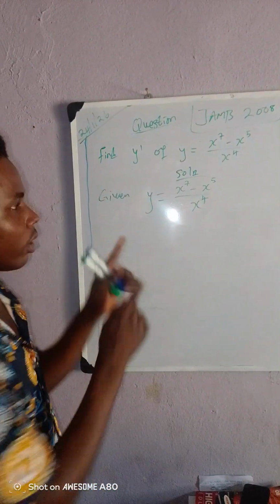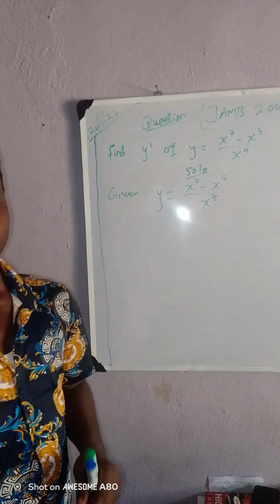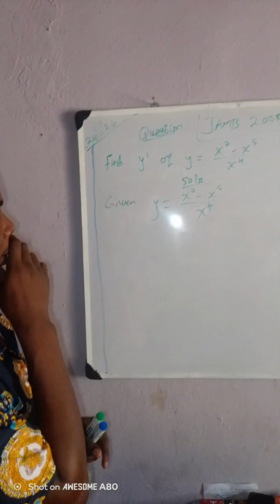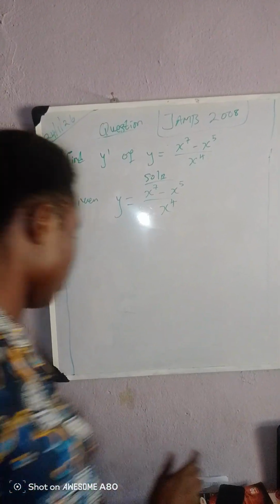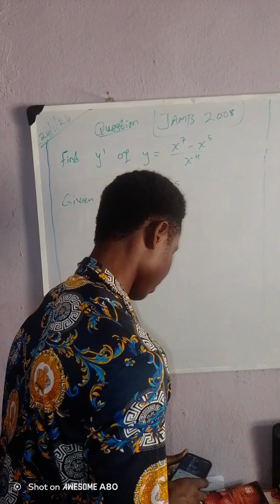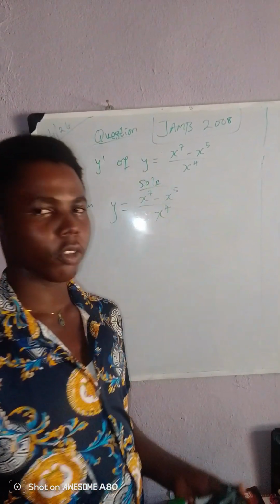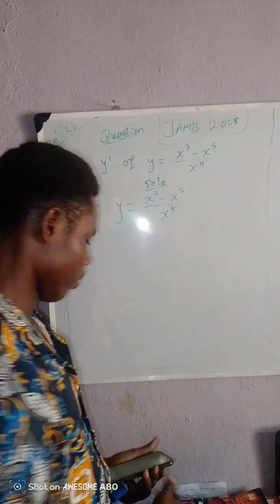Now, there are two ways to solve this question so that it goes simple. Two ways. But before I begin solving, there are options to this question, so that we don't just solve without knowing what we are solving.